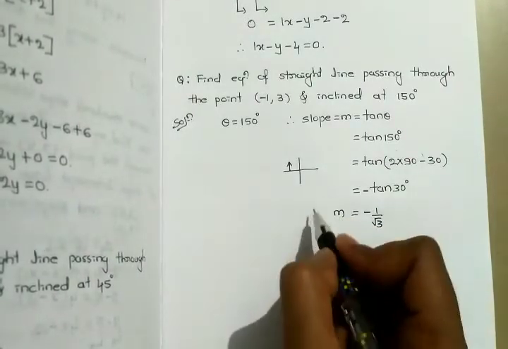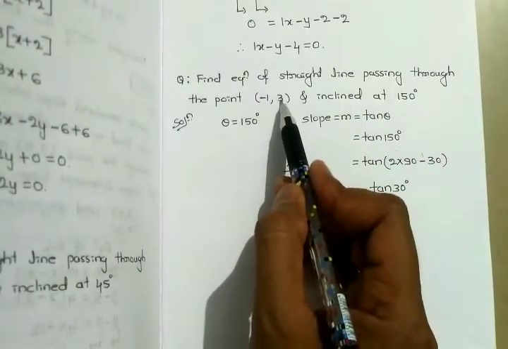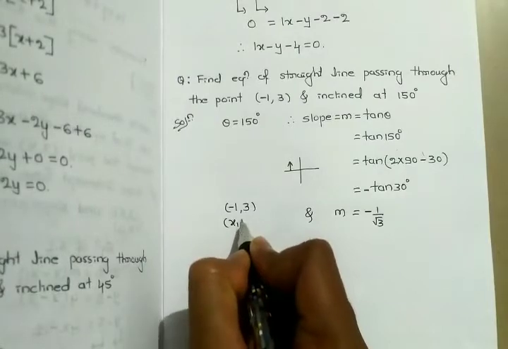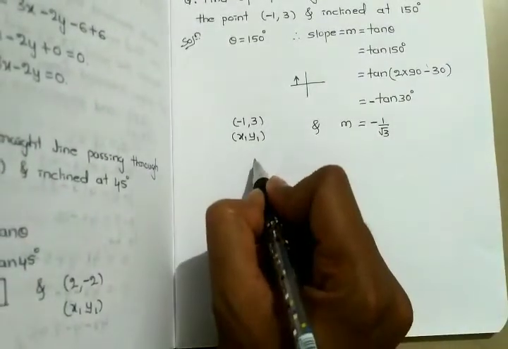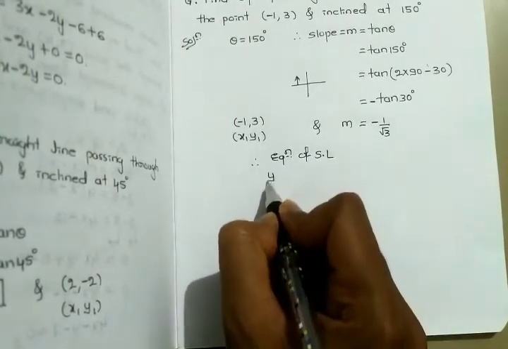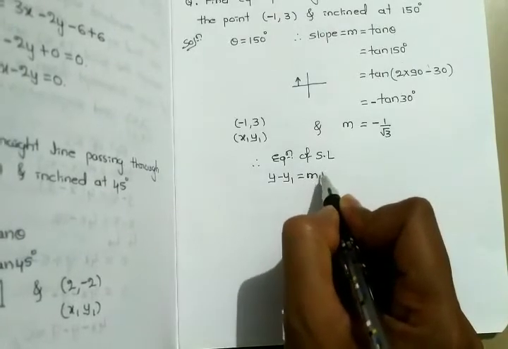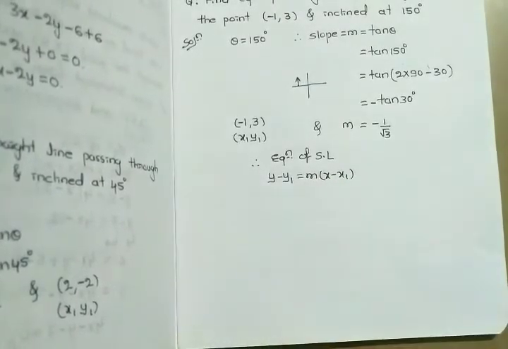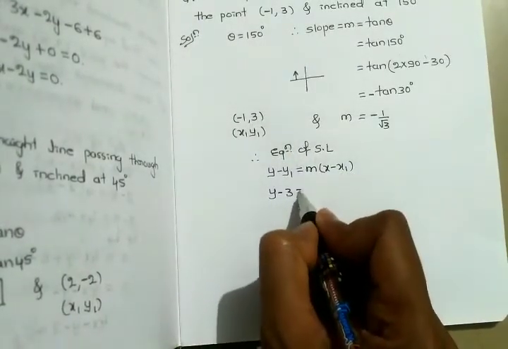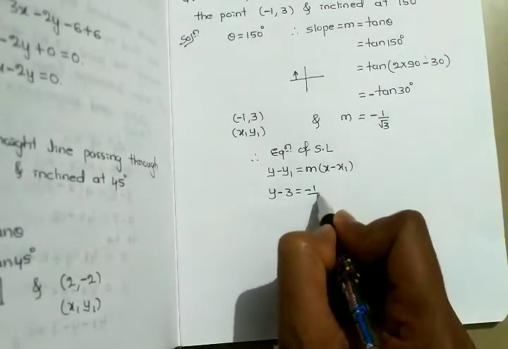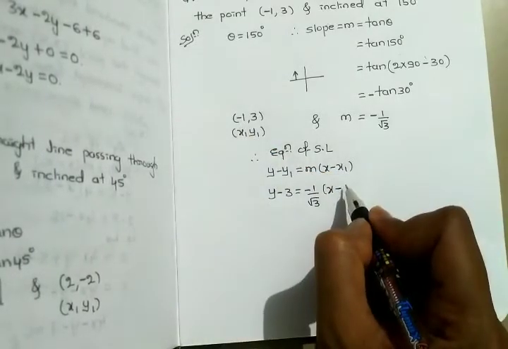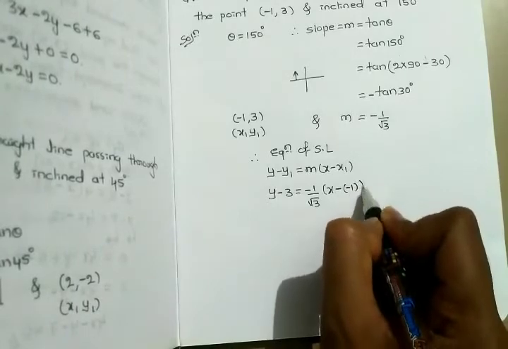Okay, and already which value is given? 1 point is given, (-1, 3). Correct. So consider it as x1, y1. Therefore the equation of a straight line: y minus y1 is equal to m into bracket x minus x1. Y minus y1, y1 is 3, is equal to m, which is minus 1 upon root 3, into x minus x1, x1 is minus 1, in bracket, minus 1, close the bracket.